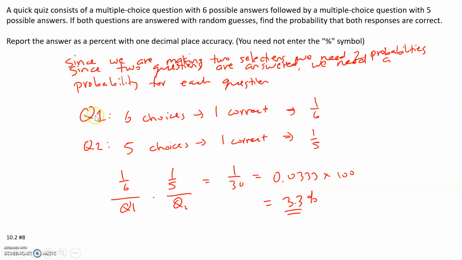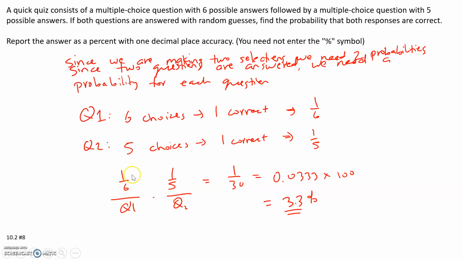So question 1, we have 6 choices, and only 1 is correct. So the probability of guessing correctly is 1 out of 6. Question 2, we have 5 choices, and there's only 1 correct. So the probability of guessing correctly is 1 out of 5. And because we have 2 questions, we need 2 probabilities, 1 for the first, 1 for the second, and we multiply those together.